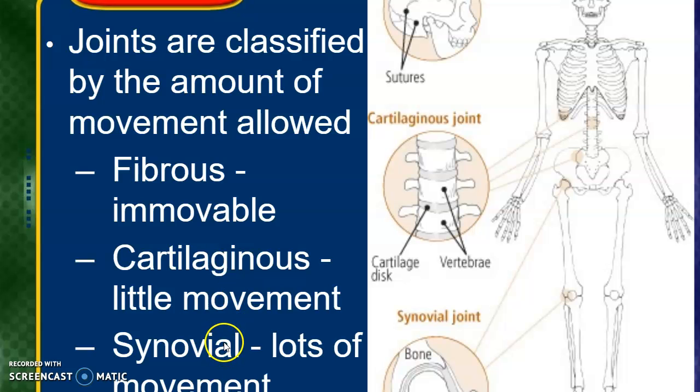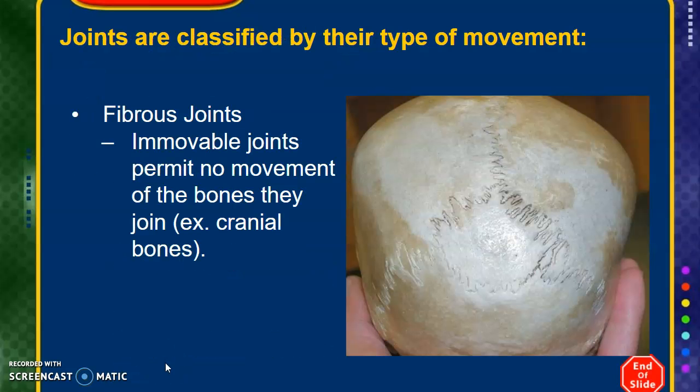The third kind of joints are called synovial joints, and they allow a whole lot of movement. For example, your knee joint or your hip joint or your fingers or your toes are all examples of synovial joints. So those are the three main kinds of joints based on how much movement they allow.